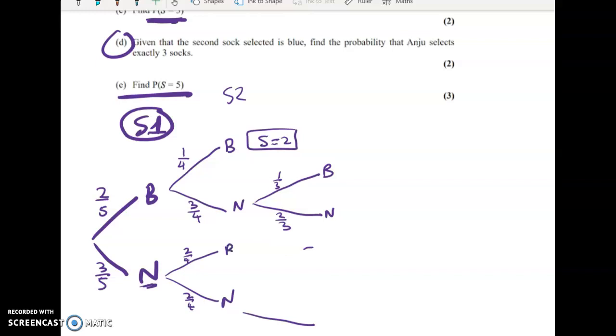Okay, so here, this should be blue here. So the second one, she's got not and then blue. So she's got 1 blue sock left in there, so it's 1/3. And now she has stopped in 3 goes. Right, and here she's got not, blue, and then not. So we haven't finished there.